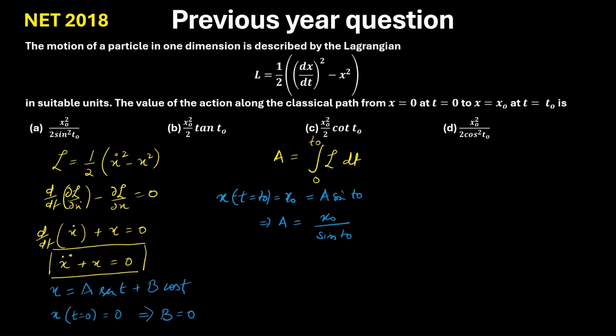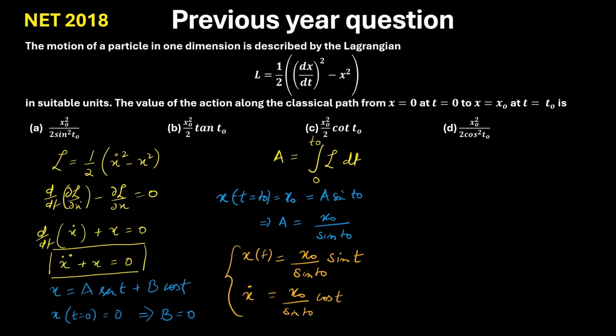So now I can get the final solution. x as a function of t will be given by x naught divided by sine of t naught into sine of t. So this is the solution. Now once I get x as a function of t, I can find x dot. x dot will be equal to x naught divided by sine of t naught into cos of t.